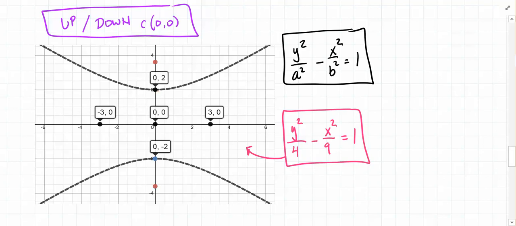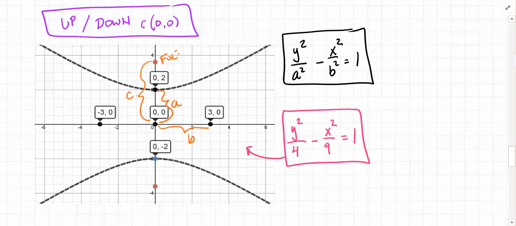The distance from 0 to the center, this is going to be our A. Okay? The distance from the center to the side length of what I call this box here, I'll explain the box in just a second, is what we're going to call B. And the distance from the center to one of the focal points is going to be called C. Okay, so we have A, we have B, and we have C.